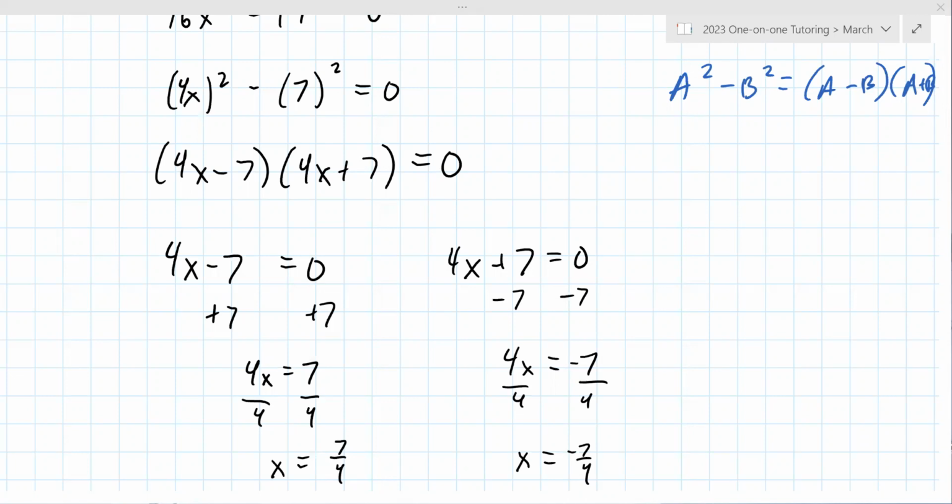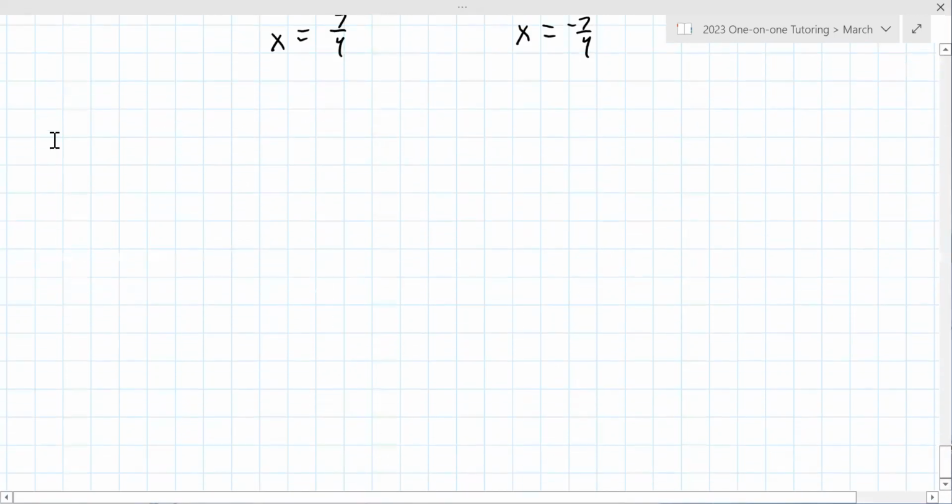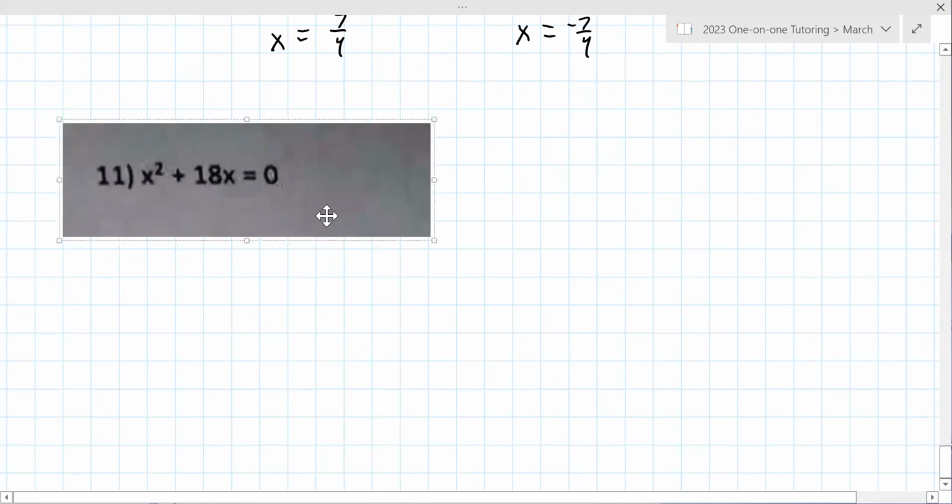All right, any questions on that? No. Okay. All right, so we'll look at 11 next. Try to do some of those same ones we've been doing to get some more familiarity with it. So this has two terms on the left. It's got that x squared and that 18x. So you might think, hey, Matthew said two terms, it's difference of squares. Is there a subtraction though between them? No. So this is not difference of squares.